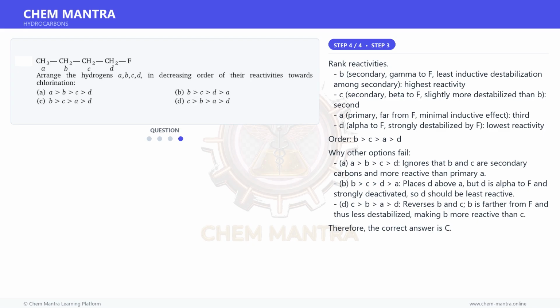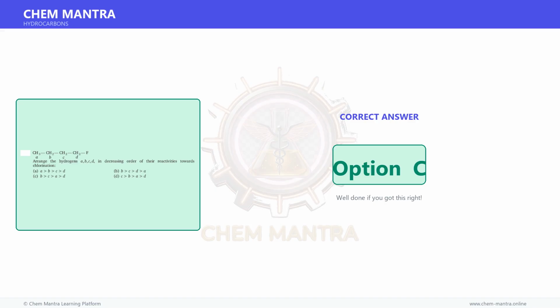Why other options fail? A, B, C, D ignores that B and C are secondary carbons and more reactive than primary. A, B, C, D places D above A, but D is alpha to F and strongly deactivated, so D should be least reactive. D, C, B, A reverses B and C. B is farther from F and thus less destabilized, making B more reactive than C. Therefore, the correct answer is option C.